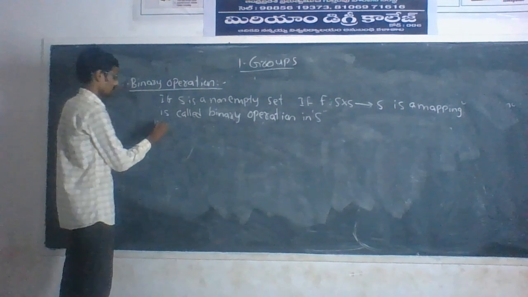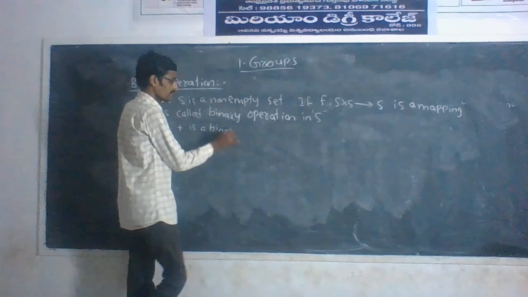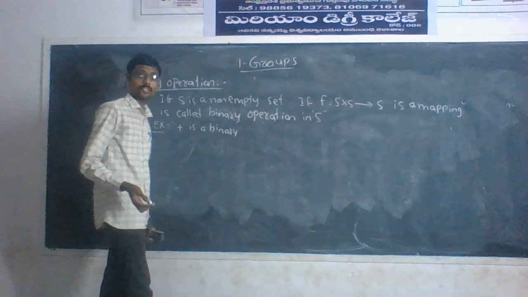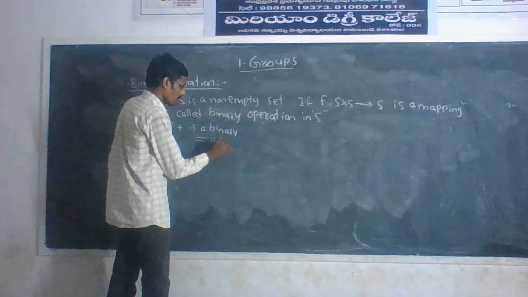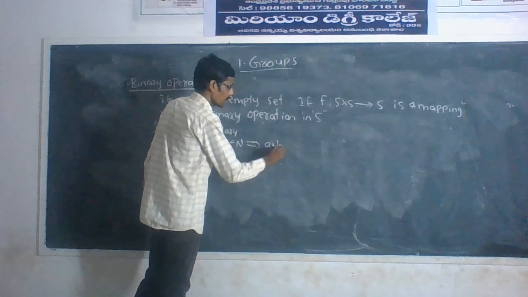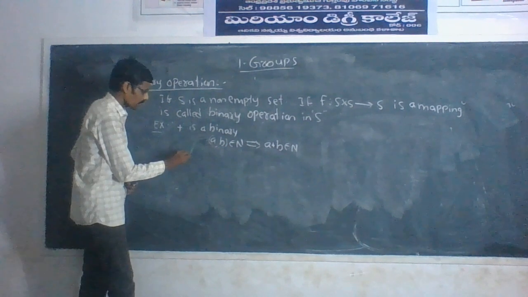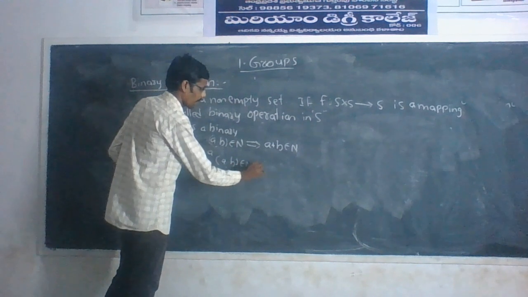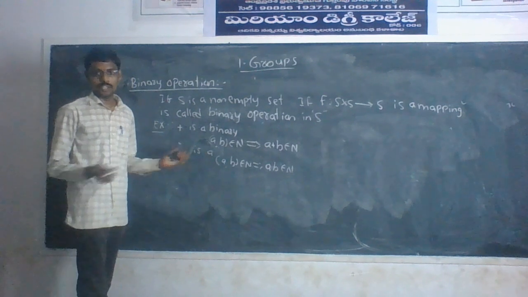Example, plus is a binary operation in the set of natural numbers N. For example, a, b belongs to N implies a plus b belongs to N. This is, plus is a binary operation in N. Multiplication dot is a binary operation in N. a, b belongs to N implies ab belongs to N. This is the binary operation.